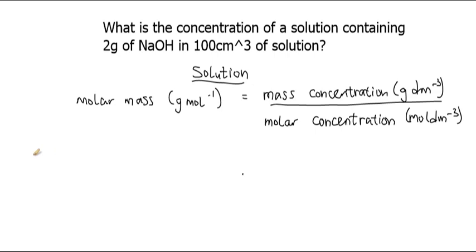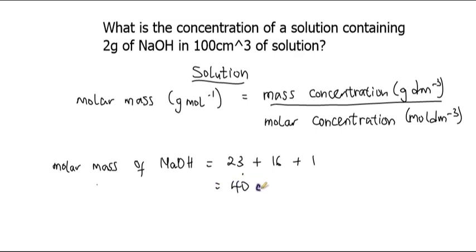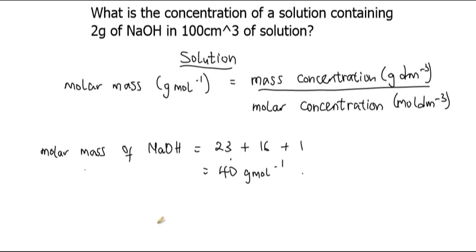So we'll say molar mass equals the atomic mass of sodium, which is 23, plus that of oxygen, which is 16, and that of hydrogen, which is 1. So this gives us 40, and the unit grams per mole. So we've calculated the molar mass of sodium hydroxide. The next thing to do now is to determine the concentration in grams per dm³, that is, what mass of sodium hydroxide is present in 1 dm³.